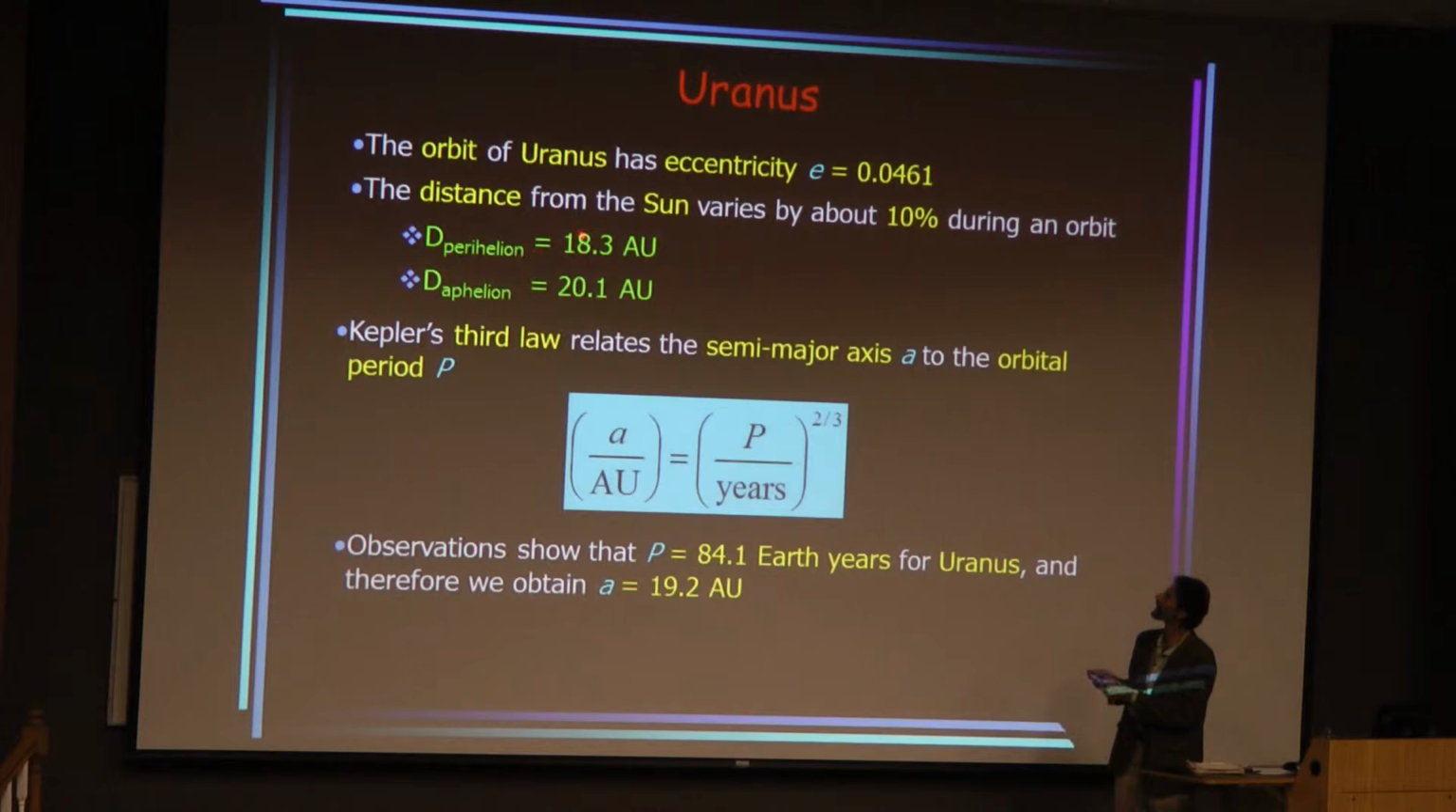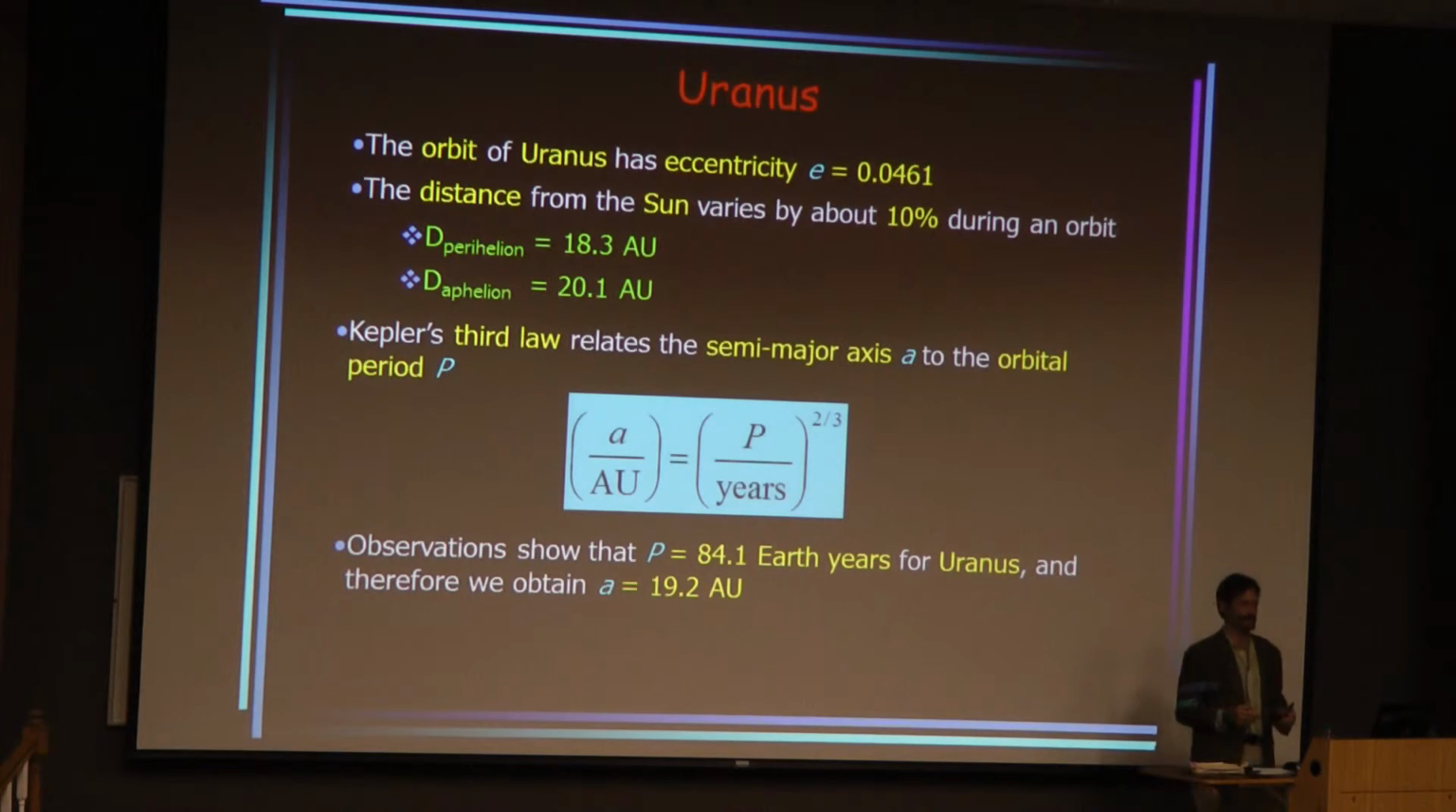But there we go. There's about a 10% variation, but again, look at the distances around 20 astronomical units out from the sun. Well, some people are allergic to the outer solar system. I've noticed that over the years, of course.